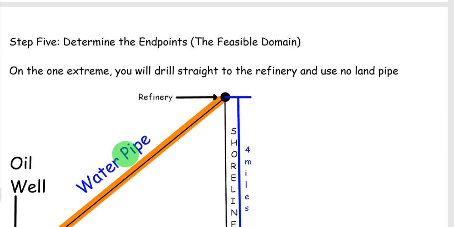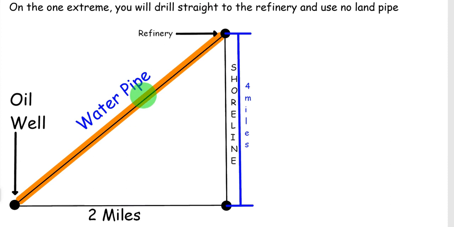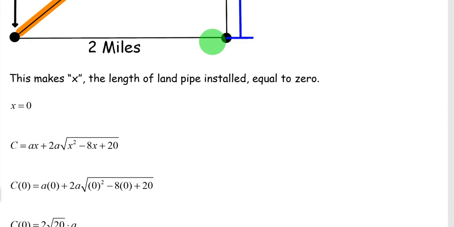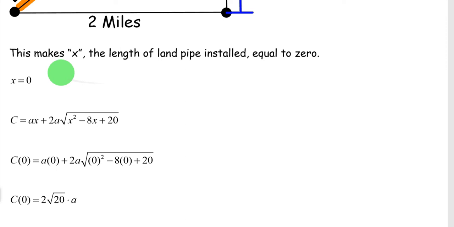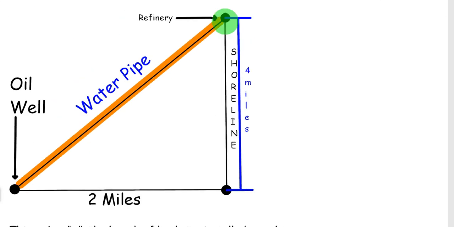I've already mentioned this before. On one extreme, you will just drill straight to the refinery and use no land pipe. In other words, all of your pipe that's pumping from the oil well to the refinery is being laid in the water. Now you can kind of see a problem with that. It costs twice as much to lay pipe in the water as it does on land, so that might not be our best option, but that is one extreme. Okay? That's going to be part of our feasible domain. The other extreme, I'll talk about in a second. So that would make x 0, meaning we lay no pipe on the land.